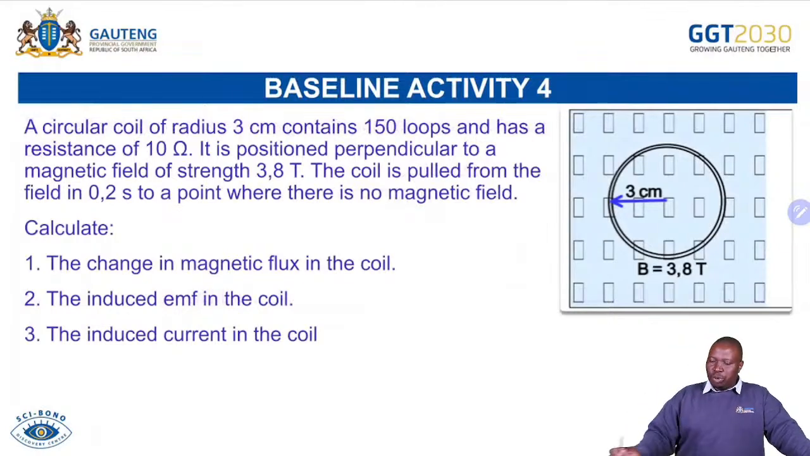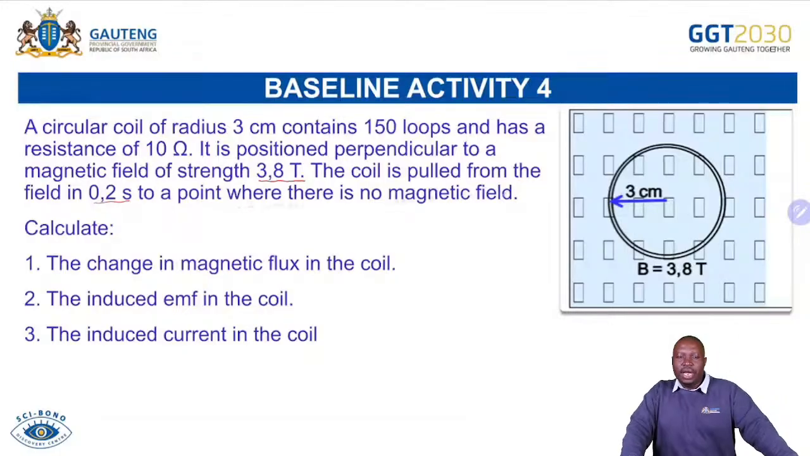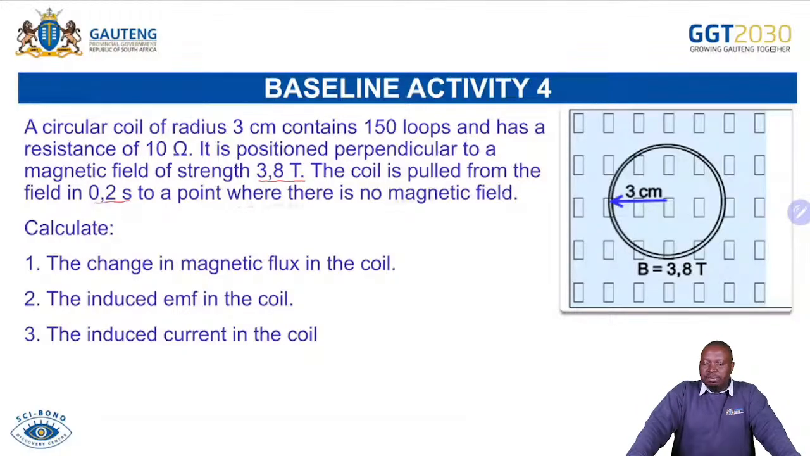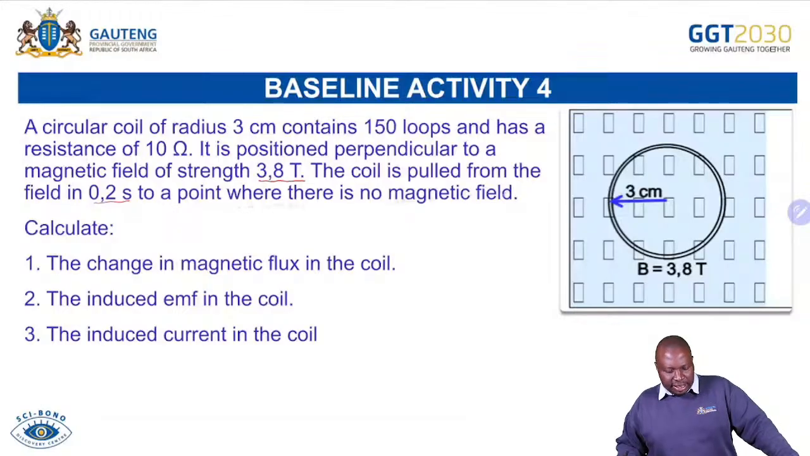And we're saying it is positioned perpendicular to a magnetic field of strength 3,8 T. The coil is pulled from the field in 0,2 seconds to a point where there is no magnetic field. Now we're saying calculate the change in magnetic flux in the coil.